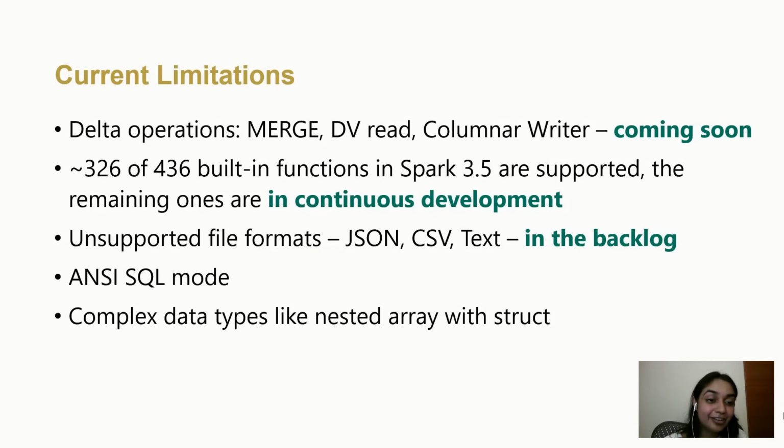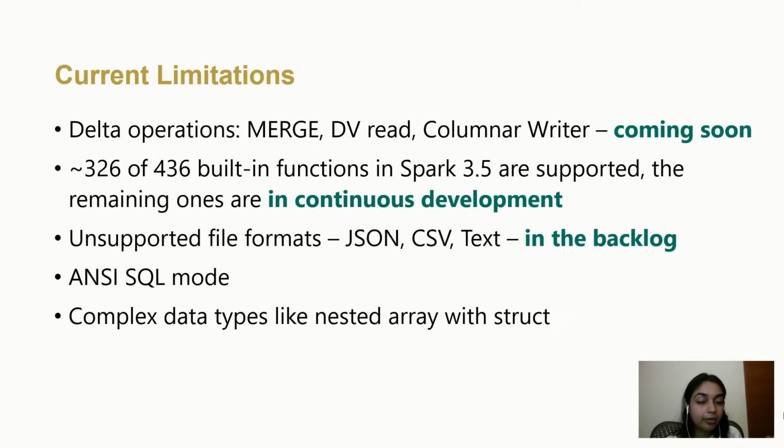So the native engine is a work in progress, and we do have some limitations. There are a bunch of delta operations that are not currently supported, including merge, writes, and deletion vector reads. Then we have Spark functions. Spark 3.5 has about 436 built-in functions, and at the time of making these slides, approximately 326 of these are supported. But these functions are in continuous development. We have a very active community that is constantly contributing support for more and more features into Velox and Gluten, both from Microsoft and from the other open source community.